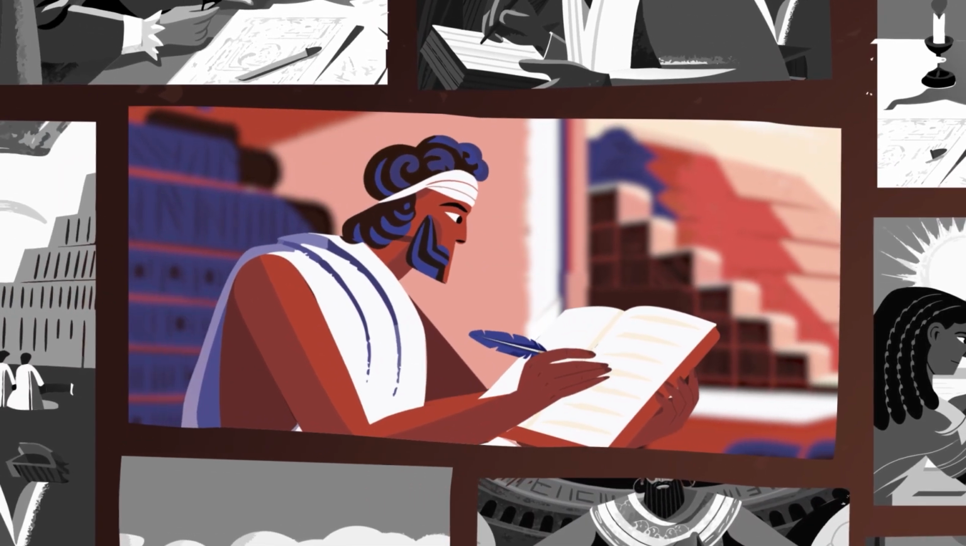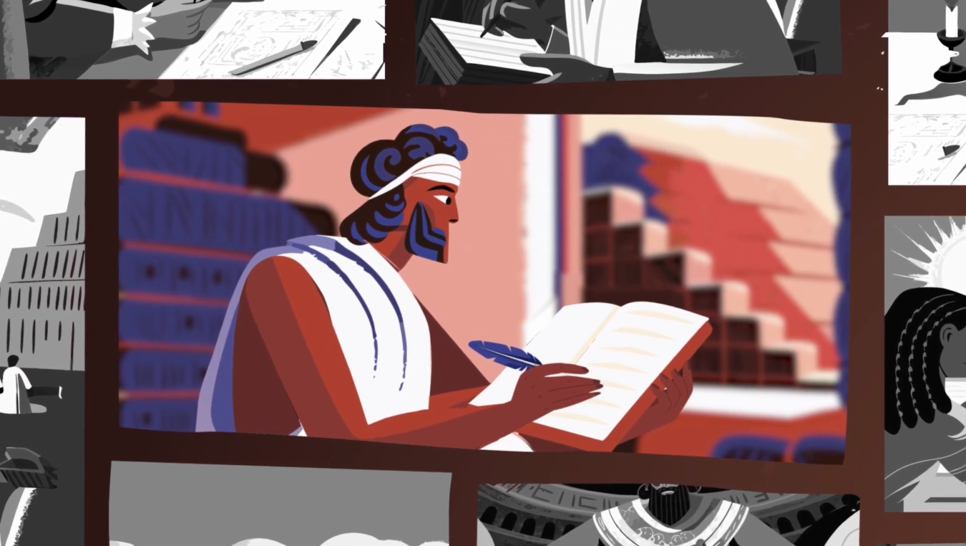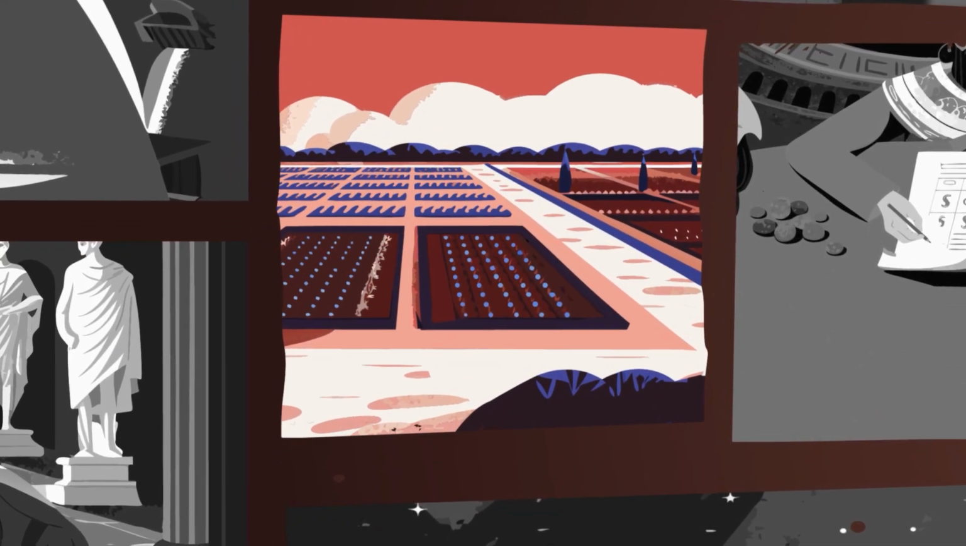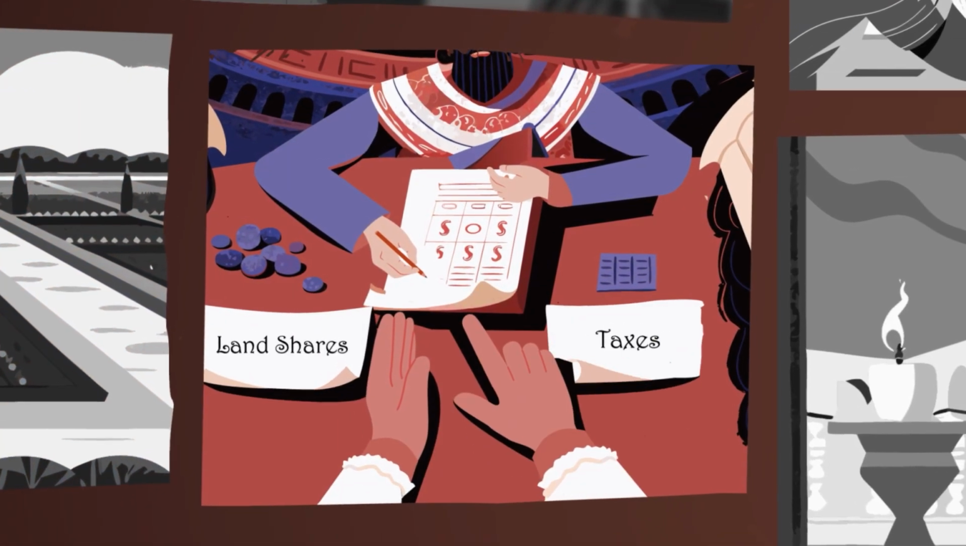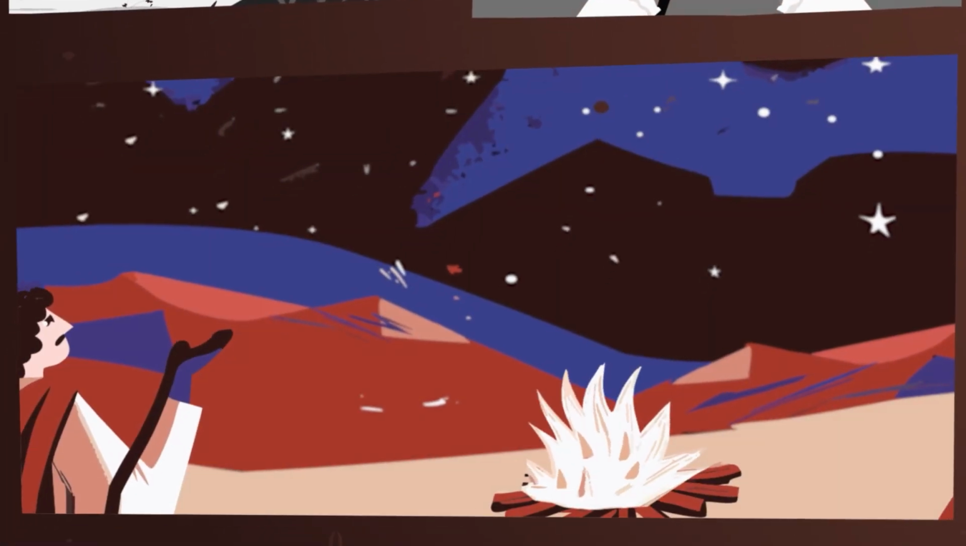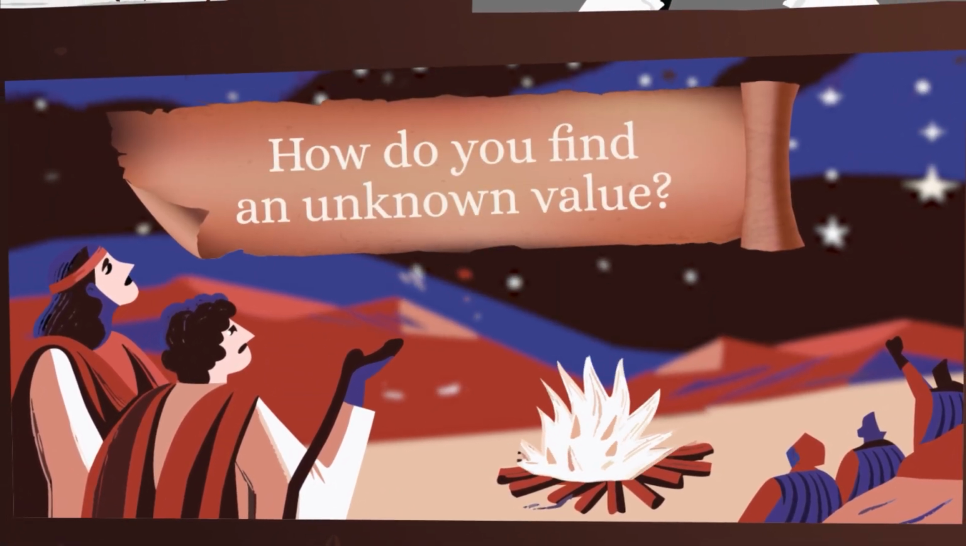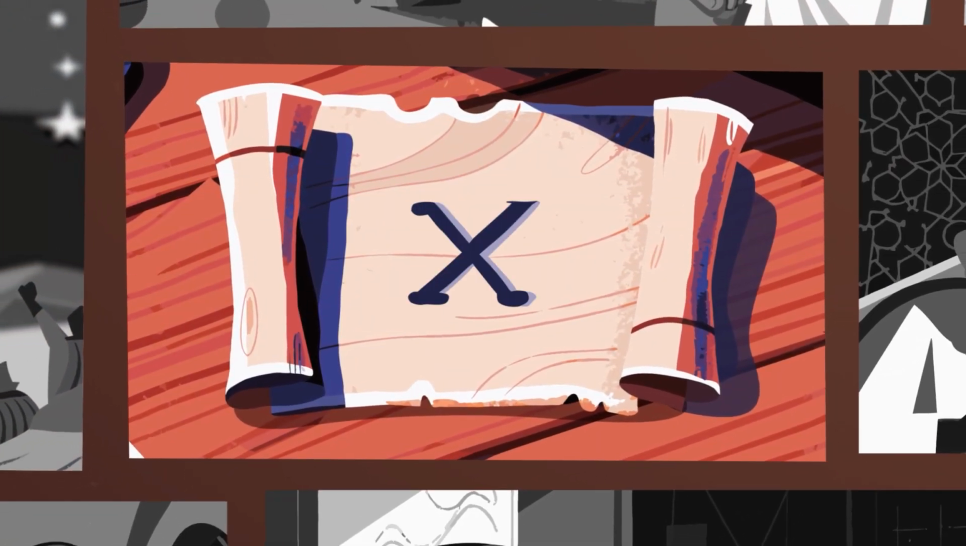Imagine this. Thousands of years ago, a Babylonian writer looked at a clay tablet, struggling with a practical problem like dividing a field or collecting taxes. At the heart of these issues lay a single powerful question. How do you find an unknown value? Nowadays, we give that unknown a simple name, x.